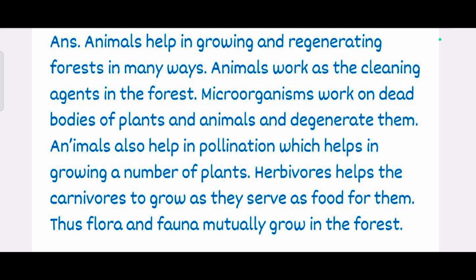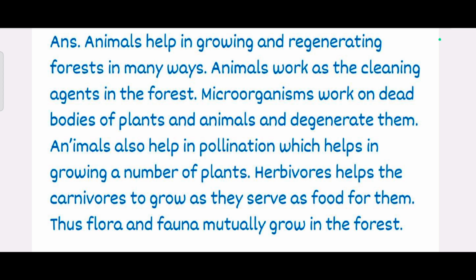Microorganisms work on dead bodies of plants and animals and degenerate them.